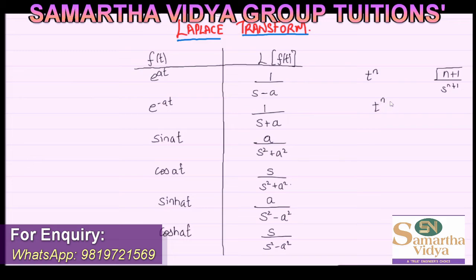Now if I have n as a positive integer, in that case it's going to be nothing but n factorial upon s raised to n plus 1. Going to the next one, if we have a special case where n is equal to 0, that means the Laplace of 1, if I substitute in this, I'll be getting Laplace of 1 as 1 upon s. So these are some of the standard Laplace transforms of the standard functions.